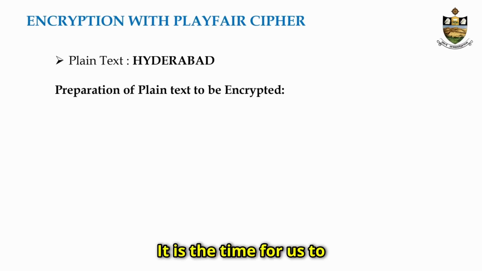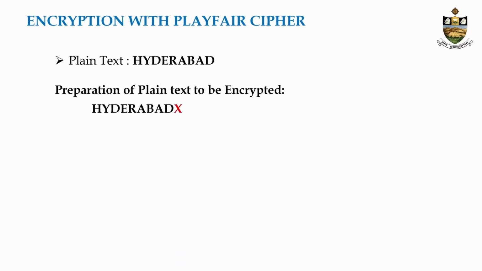It is time for us to go for illustrations. Suppose we take the plain text as Hyderabad. The table was already created and the keyword, monarchy, was already taken. So for the same table and keyword, we are going to encrypt and decrypt the plain text, namely Hyderabad. The tables are already there. The next step in the encryption procedure is to prepare the plain text for encryption. So first, count the letters.